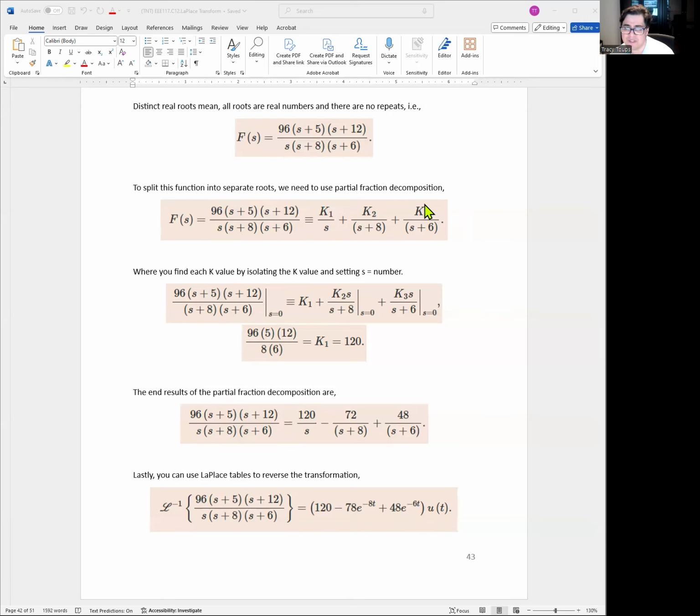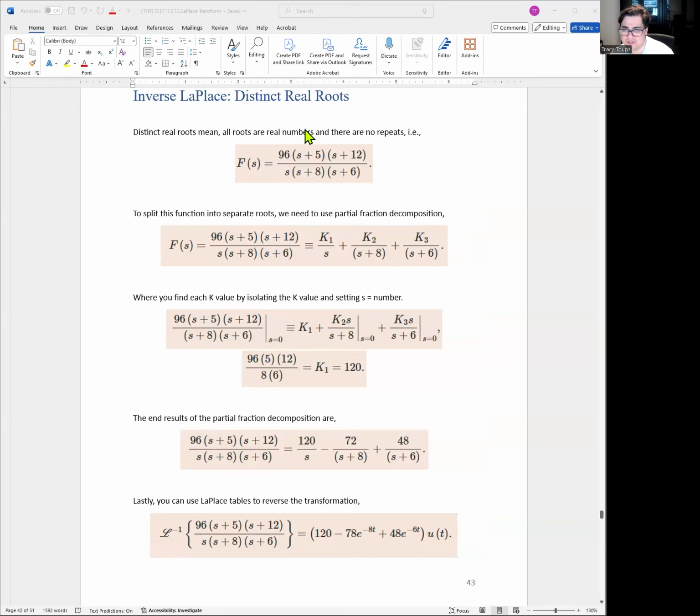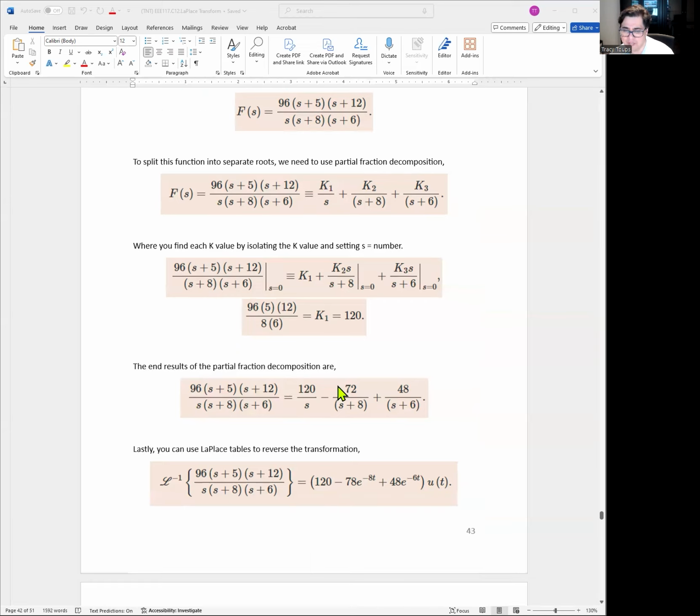Well, whatever happens, this original F of s function, 96, s plus 5, s plus 12, blah, blah, blah, the end result is you'll have 3 separate roots. In this case, it's 120 over s minus 72 over s plus 8 plus 48 over s plus 6. Okay, these two are perfectly equivalent statements. We just did a lot of algebra to split them apart.